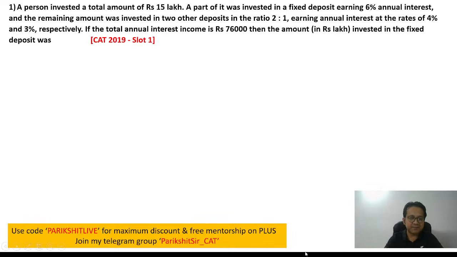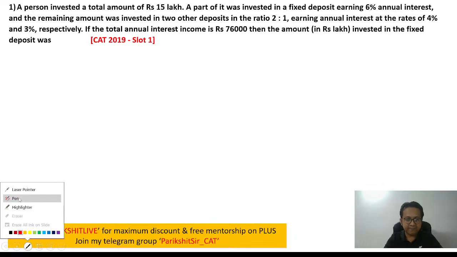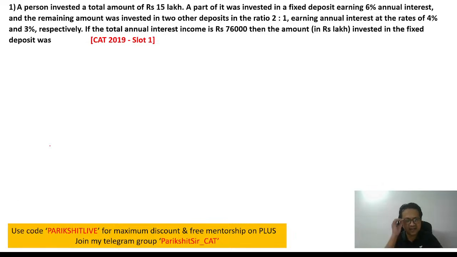Okay, let's start. Let's pick up the first question from the CAT 2019 slot 1 paper. This is from SICI. A person invested a total amount of rupees 15 lakh. A part of it was invested in a fixed deposit earning 6% annual interest.